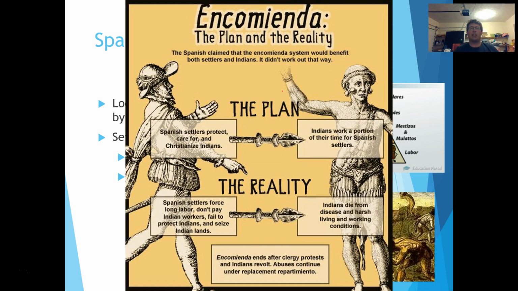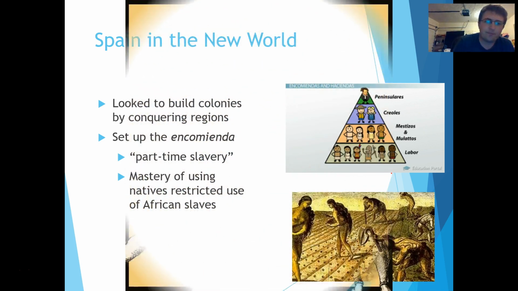So again, the plan, even how it was sold, is that it would be a way for the Spanish settlers to either Christianize or take care of the Native Americans that they had conquered, but the reality is what you see below, and it was De las Casas who wrote against these atrocities.